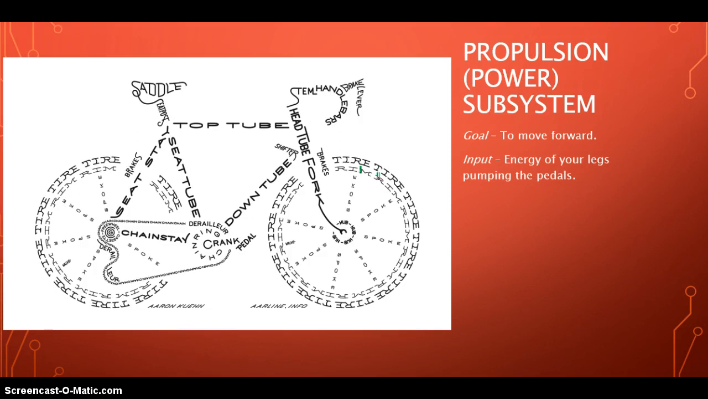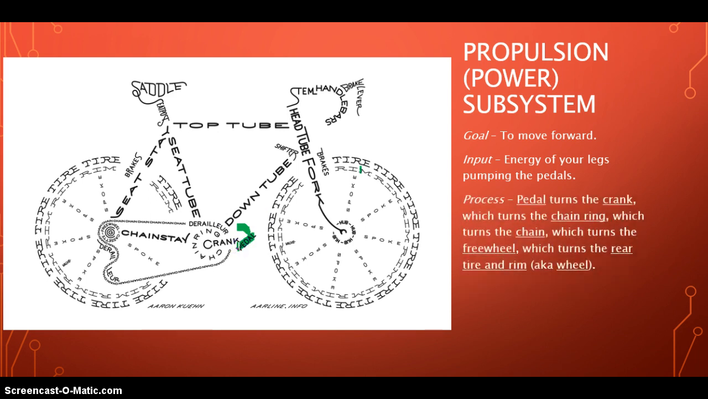The input of our propulsion system is the energy that we exert through our legs to pump on the pedals. So down here we have our pedal. So we're going to be pushing down on this pedal with our legs, and that will make the pedal move forward. Now the process that happens, remember, it's that sequence of action steps that take us from our input to our output. So we've got a bunch of things going on here.